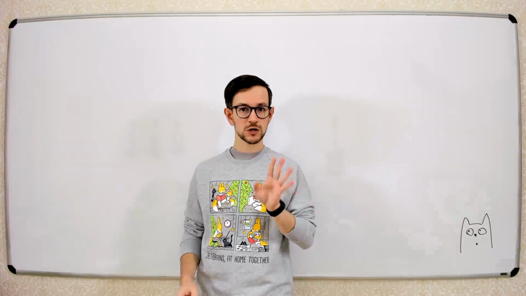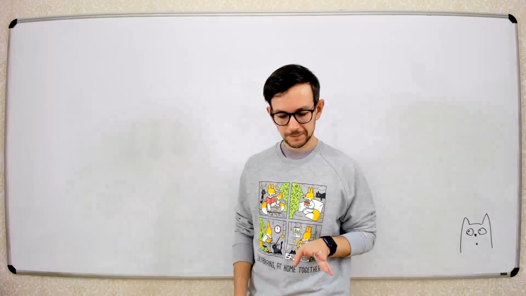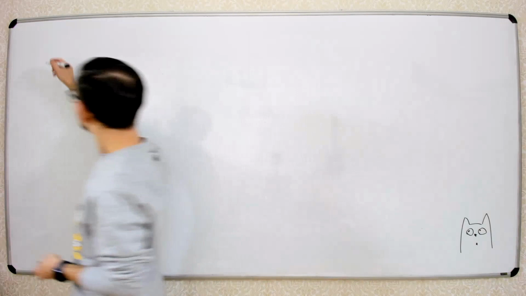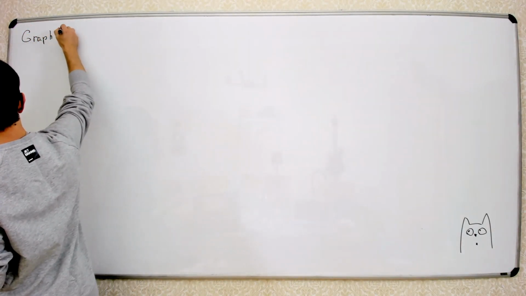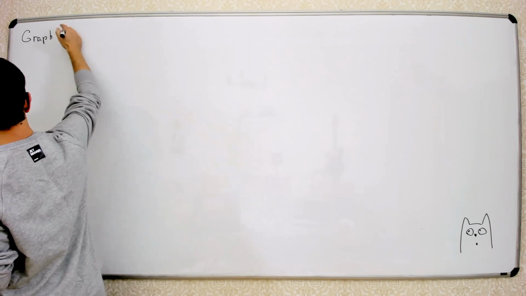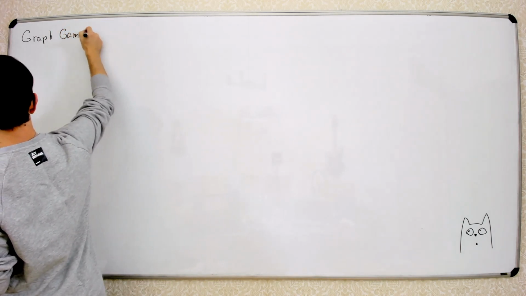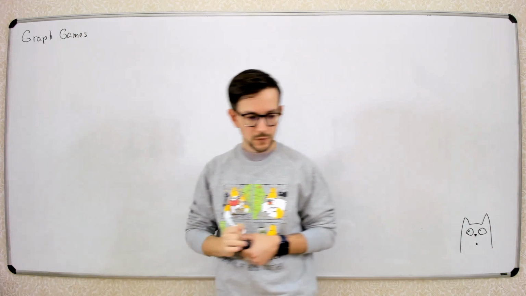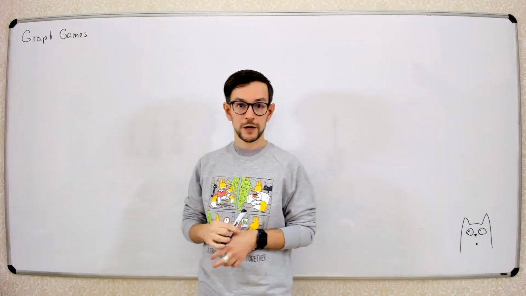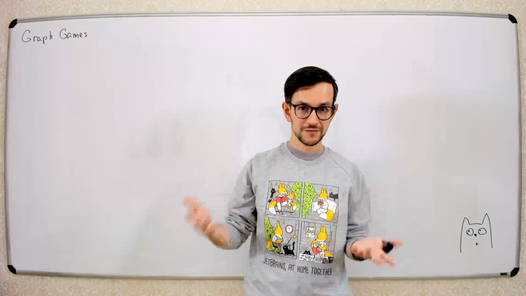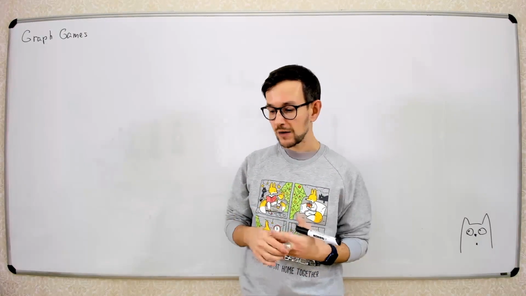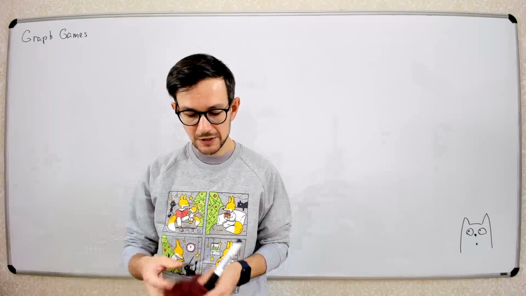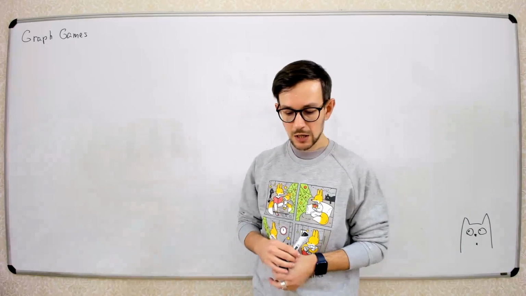Today we'll talk about graph games. What is a graph game? A graph game is basically a game on a graph. So we have some graph and you want to play some game with it. There are different graph games. Today we'll discuss some classical graph games.